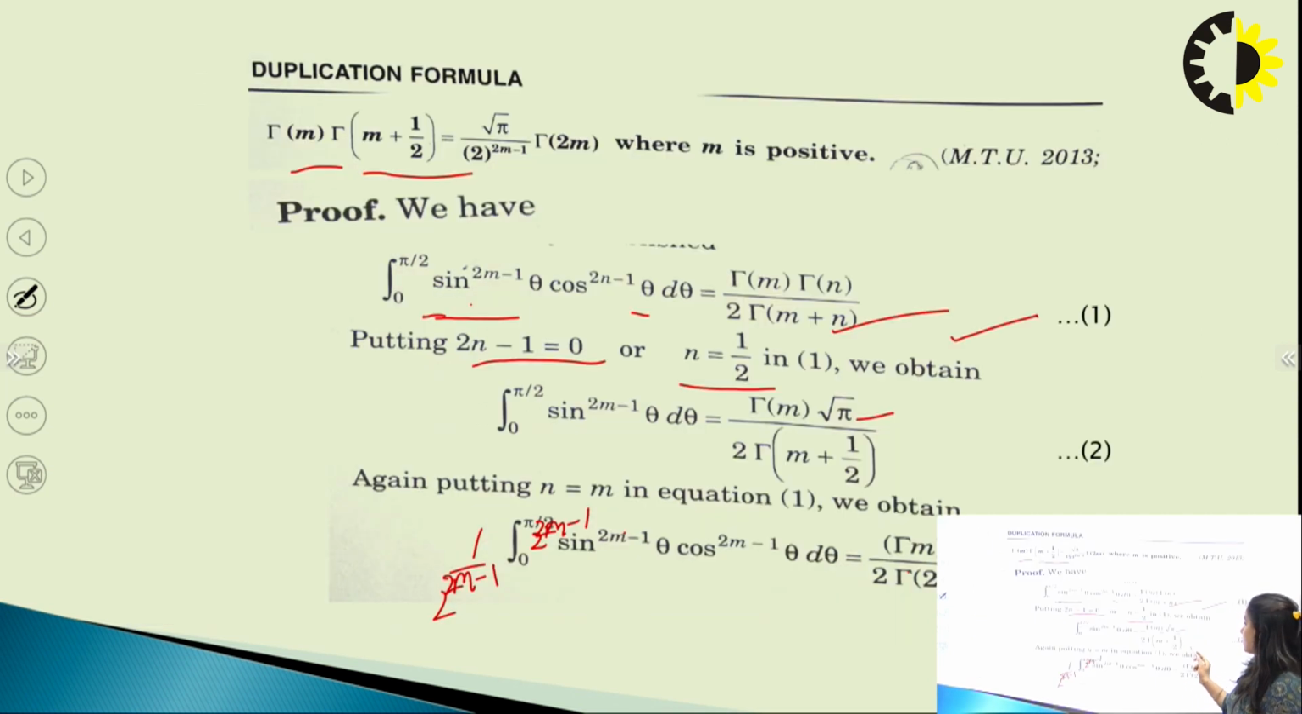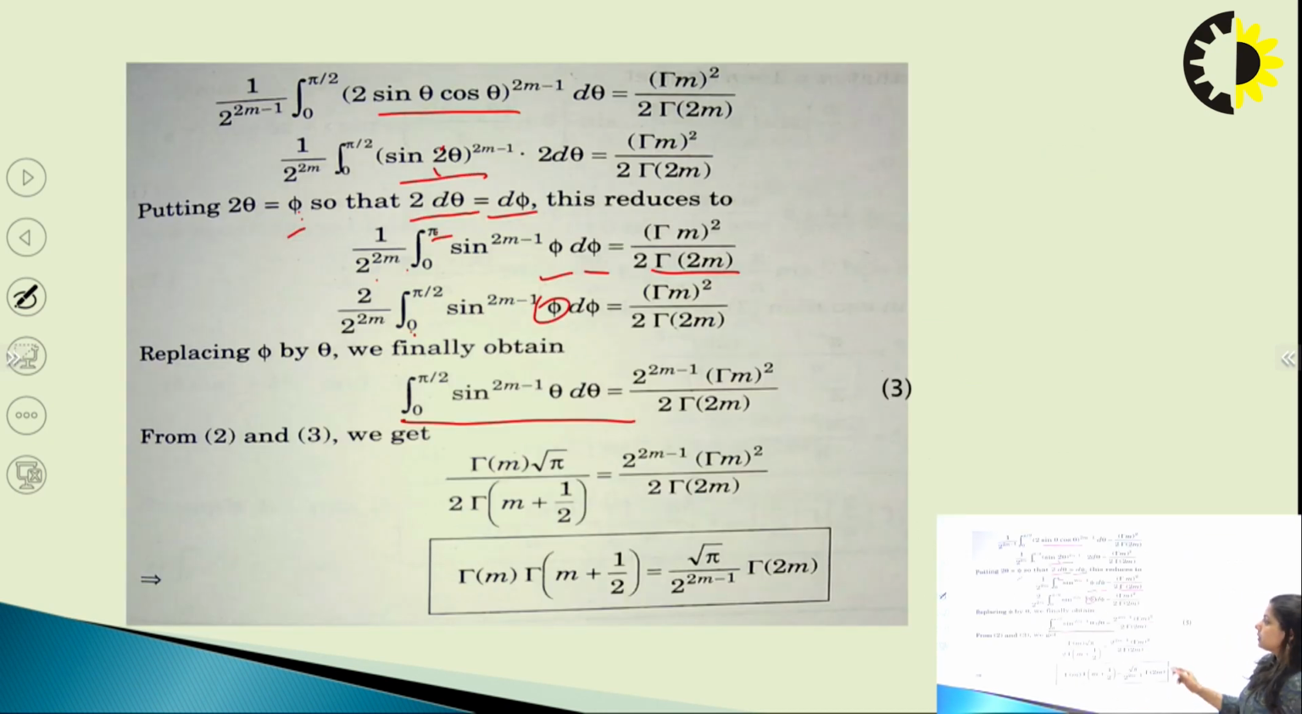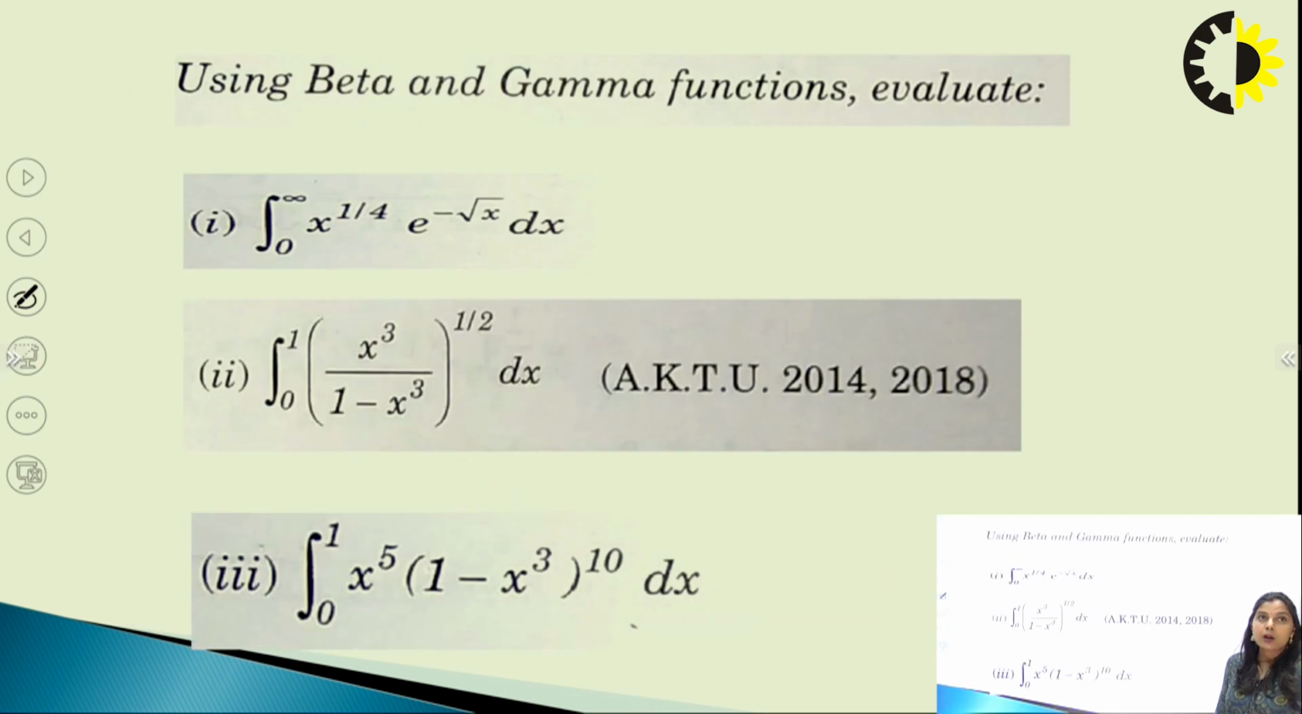And now by equation third and by equation second, integration 0 to pi by 2 sine power 2m minus 1 theta d theta is equal to this by equation second, and by equation third, integration 0 to pi by 2 sine power 2m minus 1 theta d theta is equal to this. So now we will simplify this and get the duplication formula: gamma of m plus 1 by 2 is equal to under root pi upon 2 power 2m minus 1 into gamma of 2m. Now here are some examples using the properties of the beta function and gamma function.